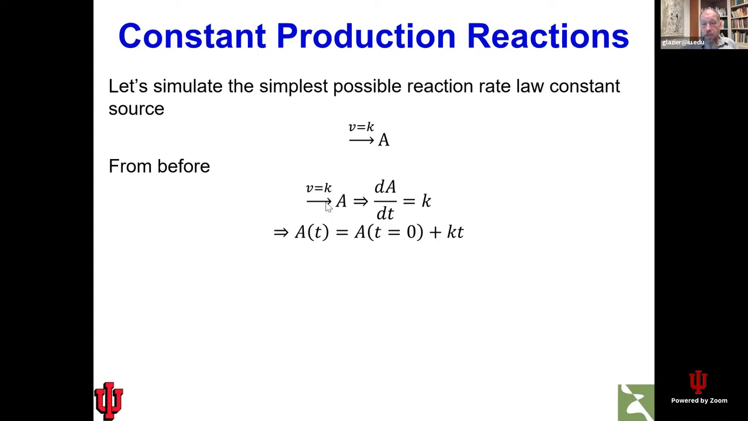An arrow means dA by dt. An arrow pointing to a chemical means dA by dt equals whatever is sitting on top of the arrow. It's purely mechanical. We don't have to think. We just write it. And so if V is equal to K, pointing at A, that is exactly equivalent to dA by dt equals K. And we know the solution to that ODE. That's just A of t is the initial amount of A, whatever it was. That's sometimes written A sub zero, sometimes A of zero, sometimes A superscript zero, different notations for initial values, plus K times t, just a linearly increasing amount of A.